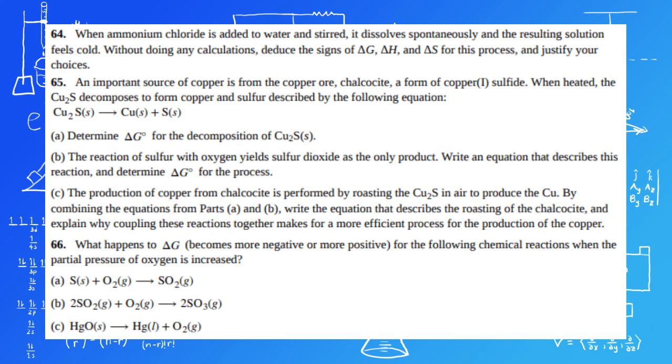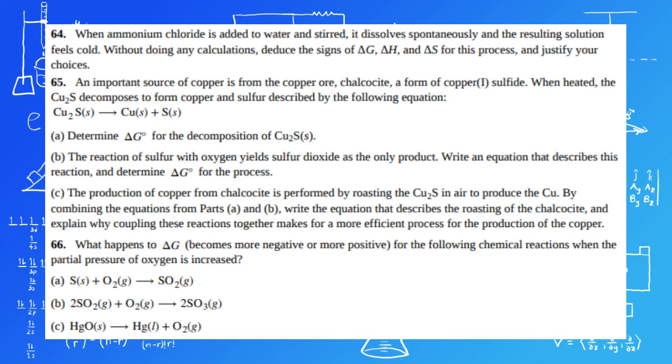65. Determine delta G standard, so I guess they want you to use data tables there. The reaction with oxygen yields sulfur dioxide as the only product. Write an equation that describes this, and okay, so that's just a separate reaction. And then C.